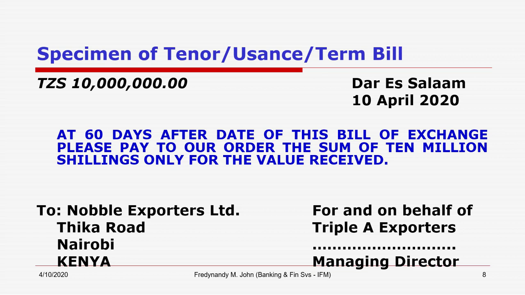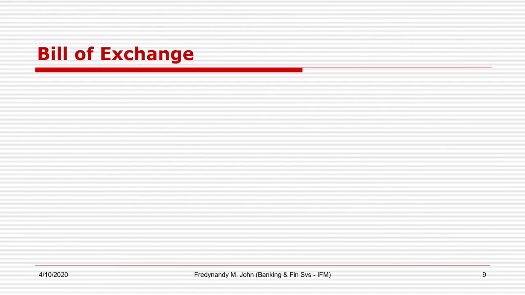Not all the time the drawee is supposed to accept this type of bill of exchange. Sometimes the drawer might want this bill to be accepted by the banker of that particular drawee. And if it happened that the banker has accepted this bill on behalf of its customer, Noble Exporters, this is what we call avalization. Now let's move on.